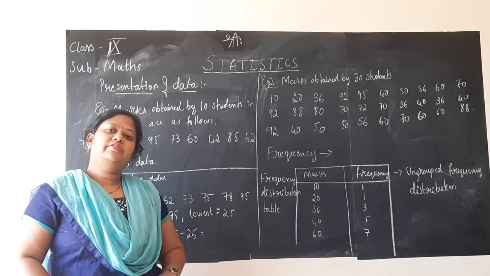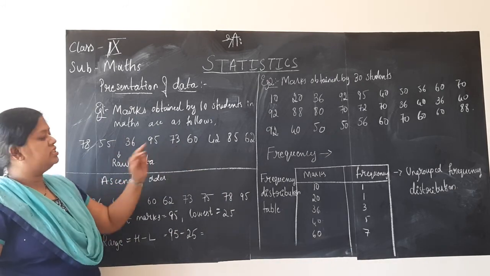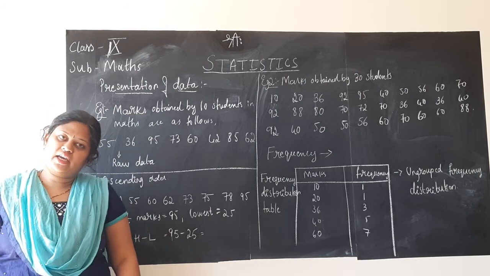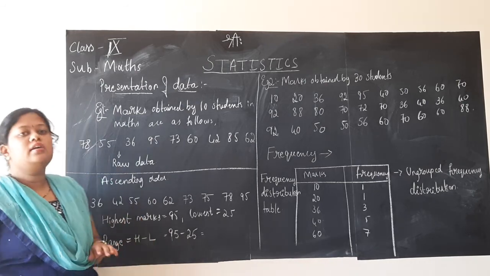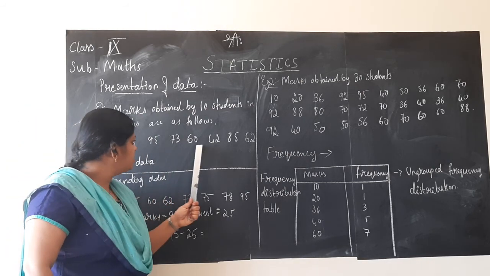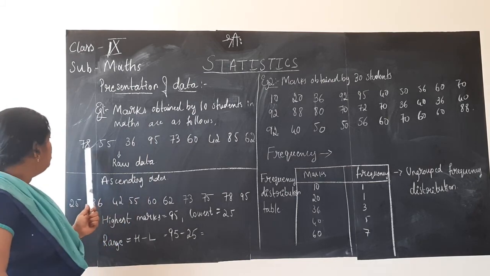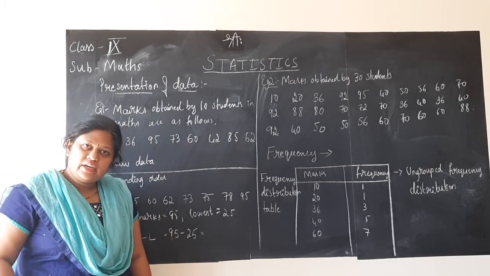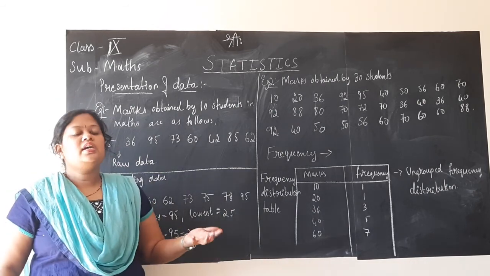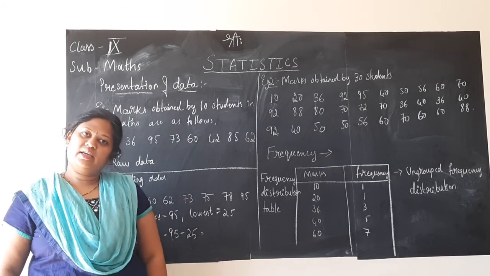Now if someone asks you, just by looking at this data, tell me what is the lowest marks and what is the highest marks. Can you tell? Yes, of course you can tell. But what will you do? You will search 78, 55, 36, 95, 73, 60, 42, 85, so 95 is highest. Again you will search for the lowest. So you can do it, I am not saying you cannot. But it will take more time, isn't it? It will take you time to search which is the lowest marks and which is the highest marks.